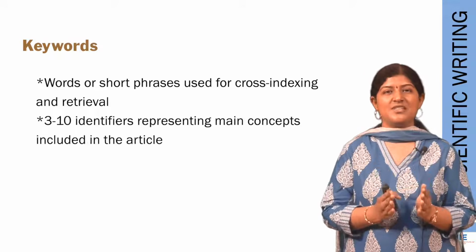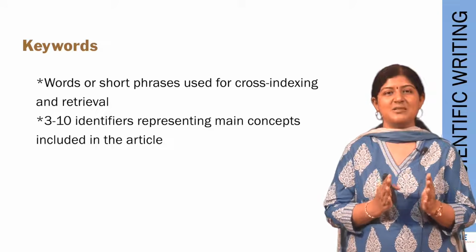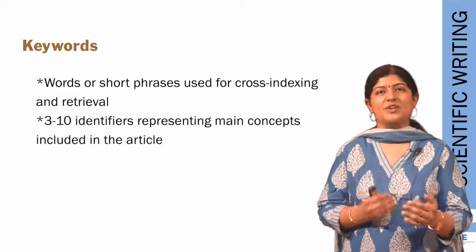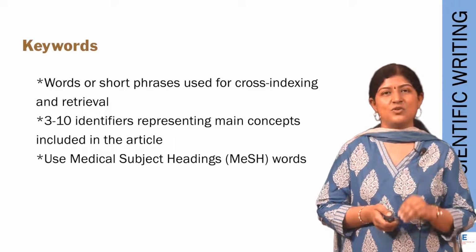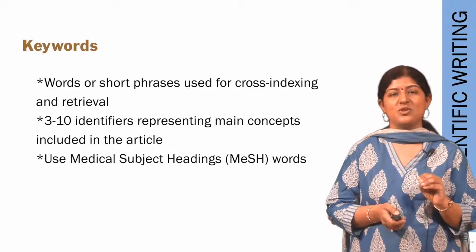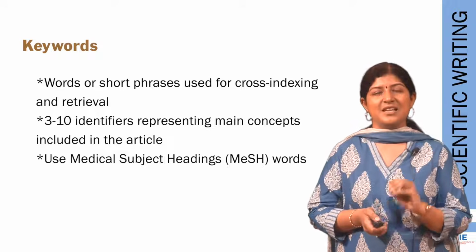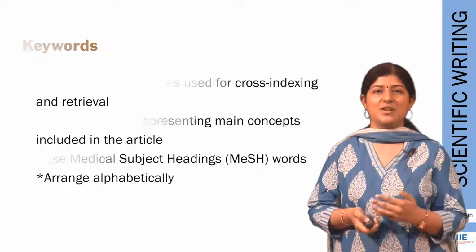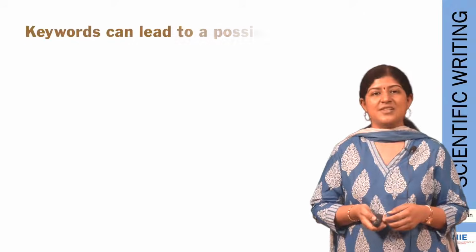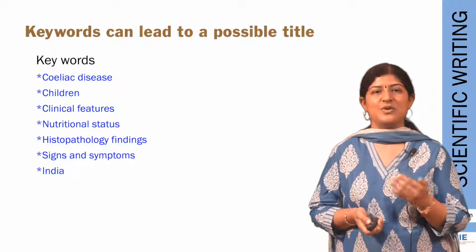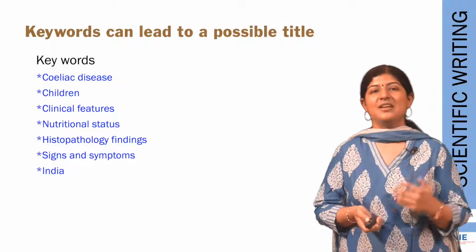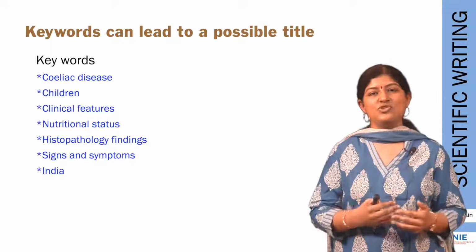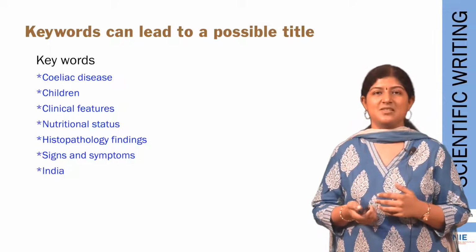The number of keywords that you write for your manuscript should be usually limited to 3 to 10, and they should revolve around the key concepts that your manuscript deals with. Always, it is a good practice to write keywords based on the medical subject heading words that you can get on the National Library of Medicine website. Arrange the keywords in an alphabetical order. For example, in a study, the keywords were celiac disease, children, clinical features, histopathology findings, nutritional status, signs and symptoms.